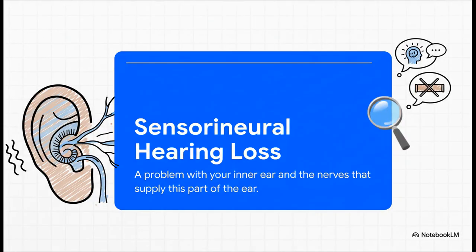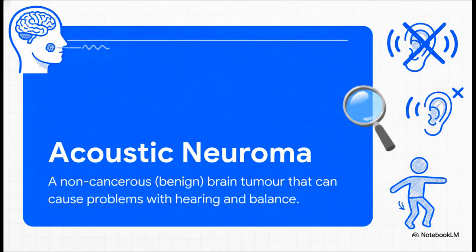When you explain your findings, you have to use language the patient will understand. So drop the medical jargon. A simple definition like this is perfect. It clearly explains that the problem isn't a blockage. It's deeper, with the inner ear or the nerve itself. Now, you need to introduce what might be causing this. And listen, the term brain tumor is scary, so it is essential that you immediately state that it's non-cancerous or benign. Framing it like this helps manage the patient's anxiety while still being honest about what you're thinking.